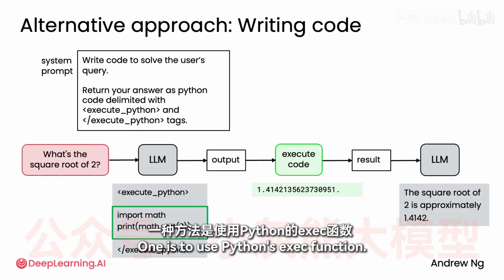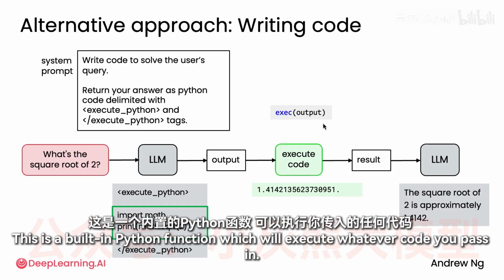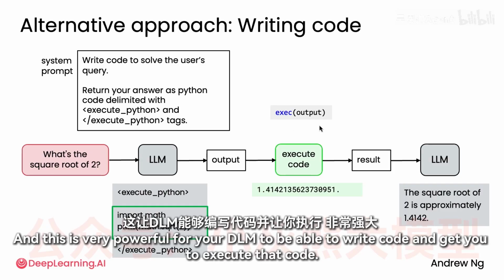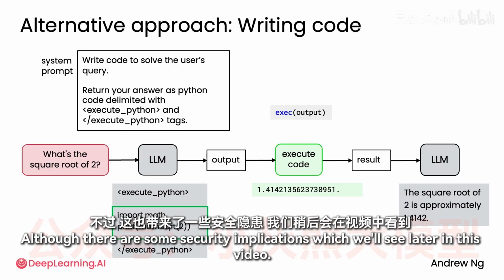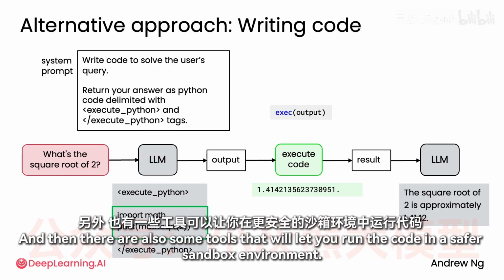There are a few different ways you can carry out the code execution step for the LLM. One is to use Python's exec function. This is a built-in Python function which will execute whatever code you pass in. And this is very powerful for your LLM to be able to write code and get you to execute that code, although there are some security implications, which we'll see later in this video. And then there are also some tools that will let you run the code in a safer sandbox environment.